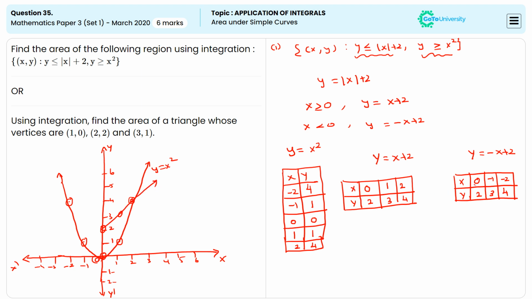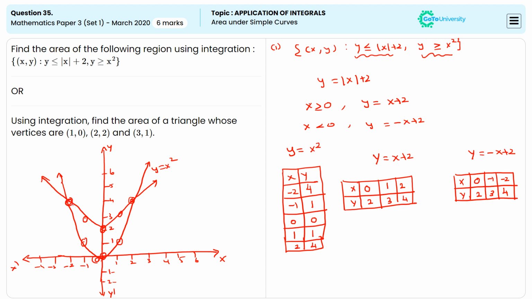Now for the other line, the first point is 0, 2 again, the same point. Then minus 1, 3, and the next one is minus 2, 4. If we connect these three points, we get the line like this.